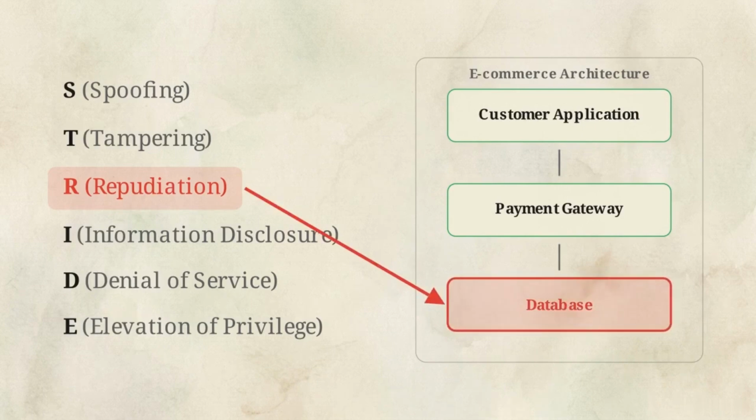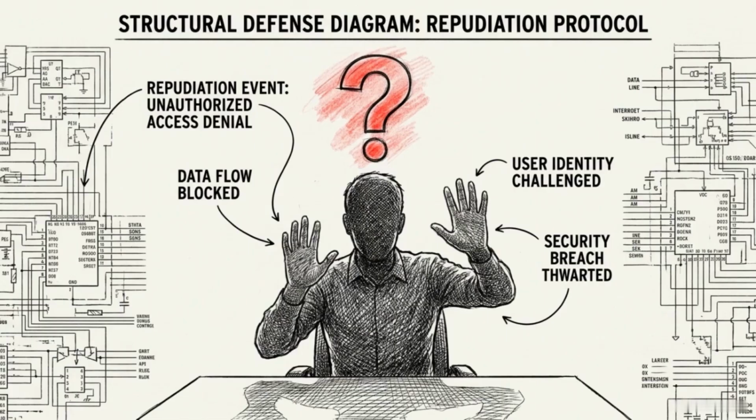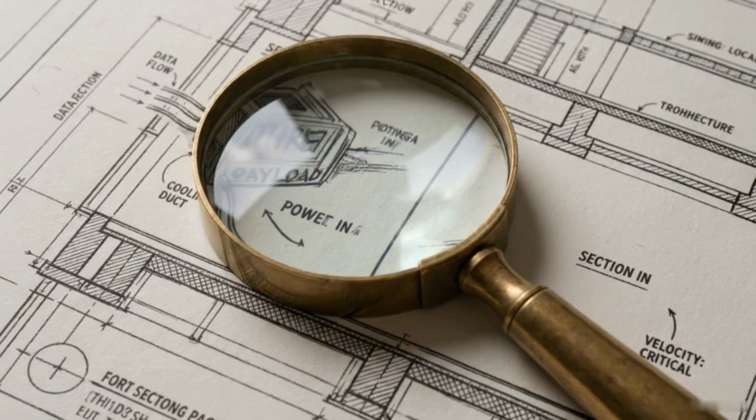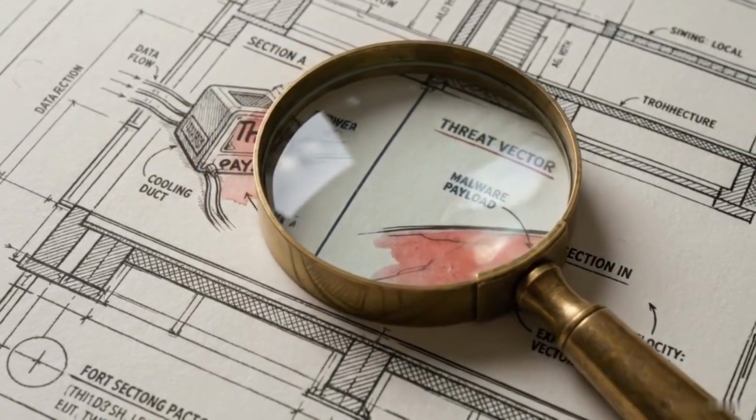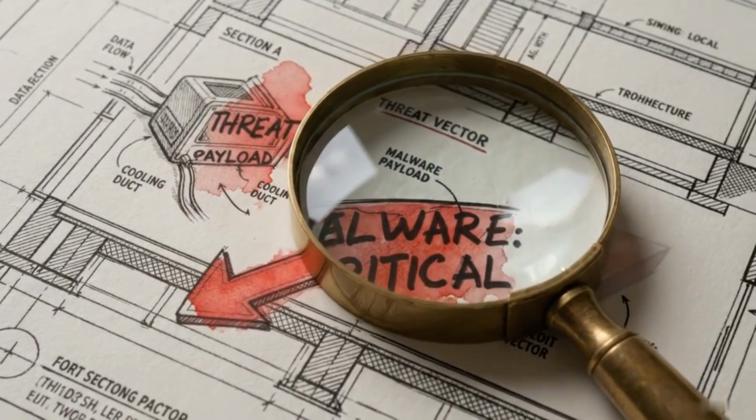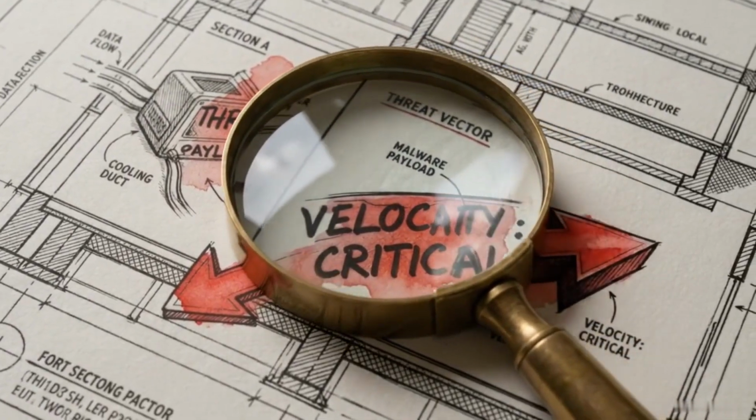This happens when a user successfully denies performing a specific action. A user might claim they never made a purchase. Without proper logging mechanisms, proving otherwise becomes impossible. STRIDE is effective because it categorizes the specific intent of the attacker well before any technical vulnerability is discovered.